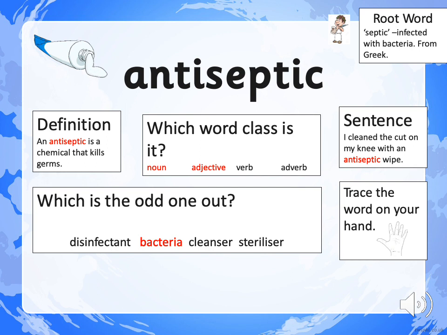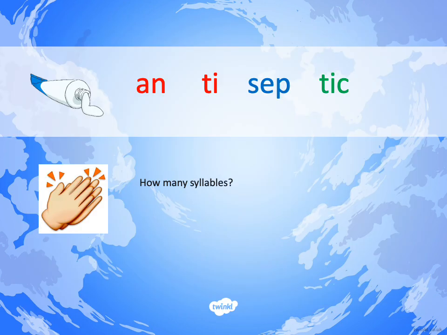The odd word out was bacteria. The other three words, disinfectant, cleanser, and sterilizer, are all synonyms of antiseptic. Okay, and you should have traced the word on your hand. Let's learn to spell antiseptic. Let's clap the syllables to start with.